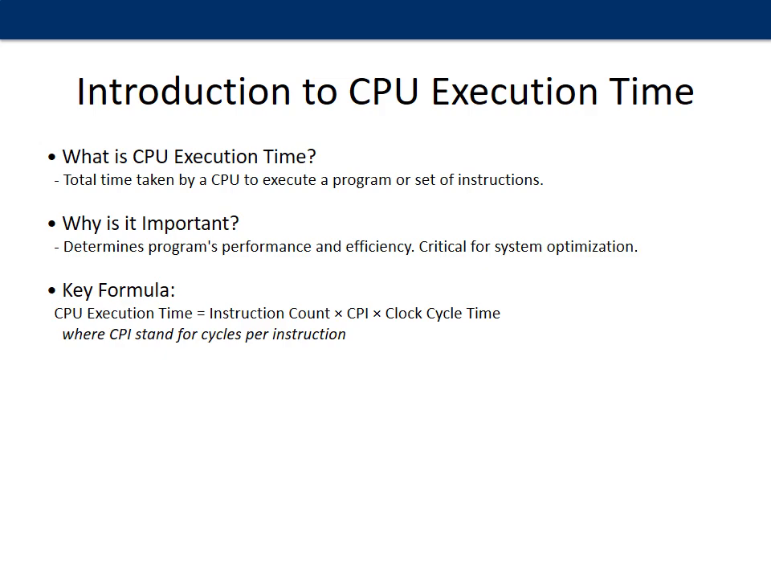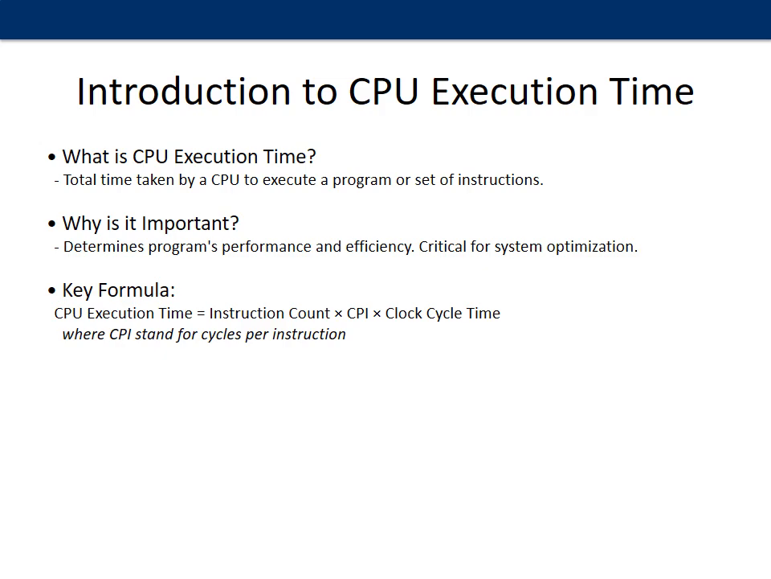So the introduction to CPU execution time. Firstly, we see what is CPU execution time. Total time taken by a CPU to execute a program or a set of instructions is the CPU execution time. Why is it so important? It determines a program's performance and efficiency, critical for system optimization.